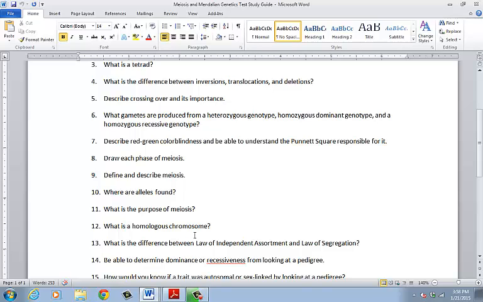What is a homologous chromosome? A homologous chromosome is a set of one maternal chromosome and one paternal chromosome. They pair up with each other inside a cell during meiosis. So you have one from mom, one from dad. They pair up during meiosis. Genes like big M, little m are located on homologous chromosomes. So big M is one allele and little m is another allele of that gene.